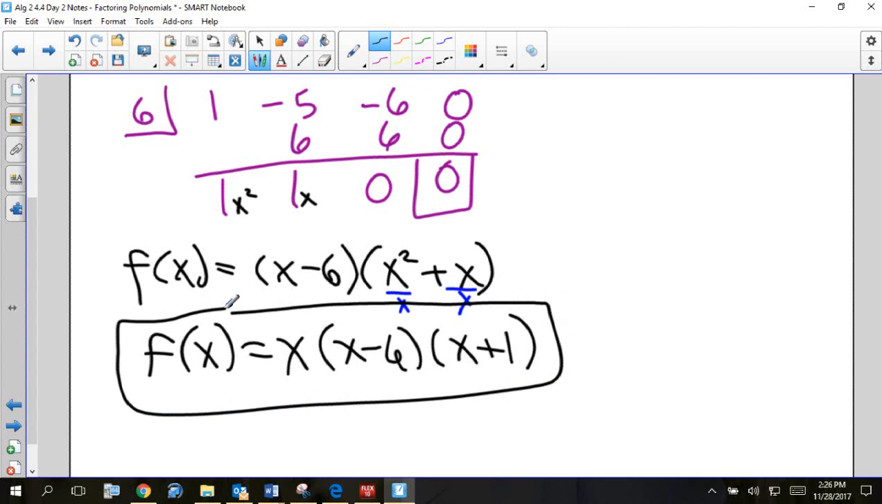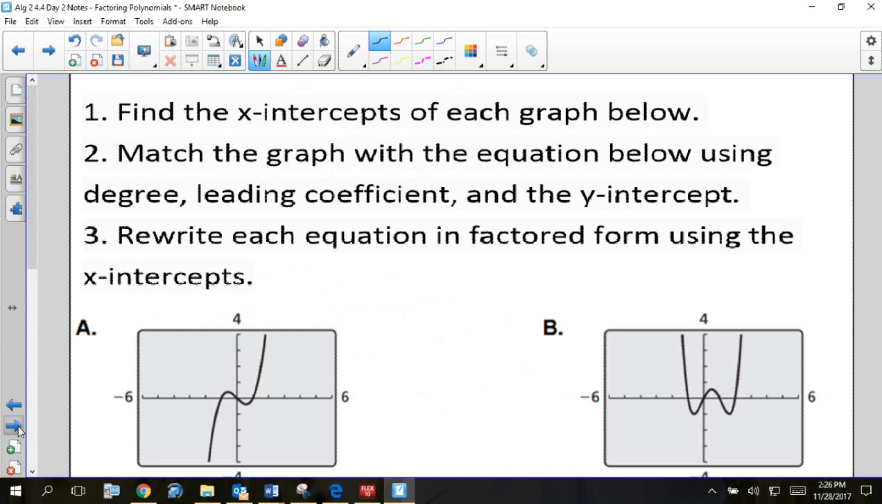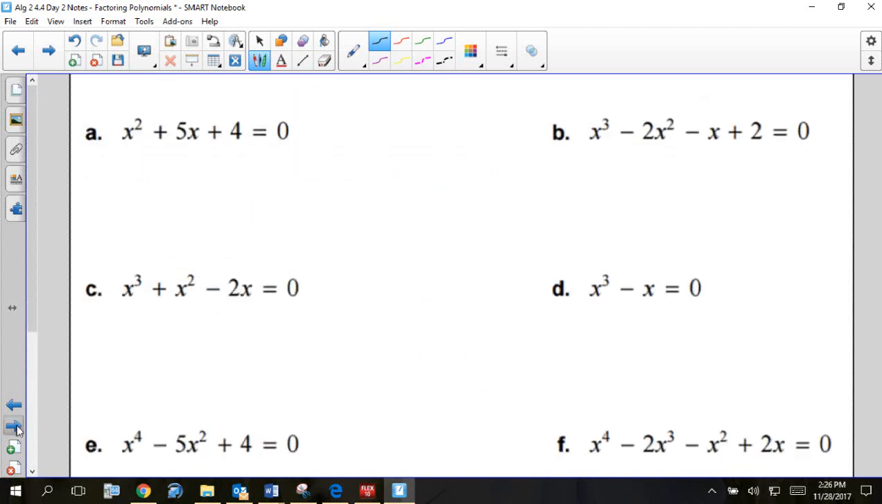So what did I say we were doing with these factors eventually? We're going to be finding x-intercepts, we're going to be graphing. Okay, so the last example in class that we're doing is we are given graphs and we're given equations. We're going to play a matching game and we're not using our calculator.